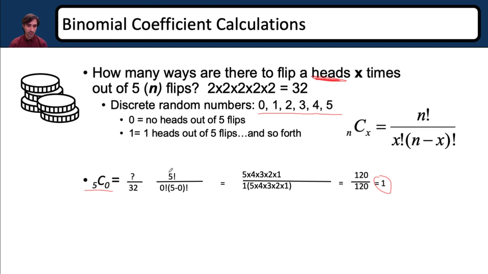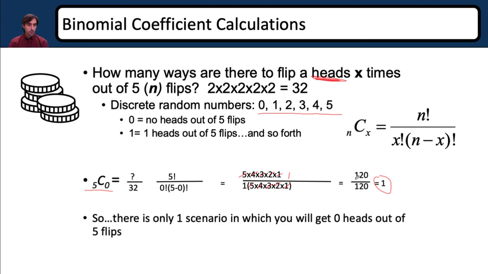Okay, so when we look at this, this is one way to do it, to calculate all this out. But the way that I was taught as well is you can just cross that out, cross that out, cross that out, cross that out, and look at that. You are left with technically a 1 on top, and that is still 1. 1 divided by 1 is 1. Okay, so there's only one scenario in which you can get 0 heads out of 5 flips.